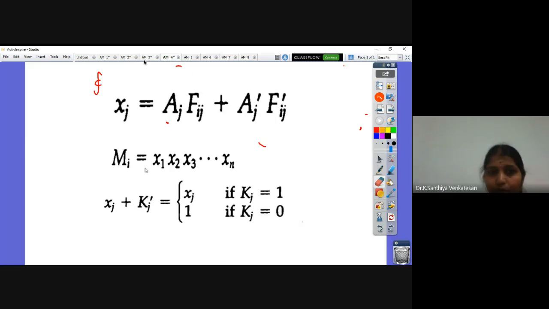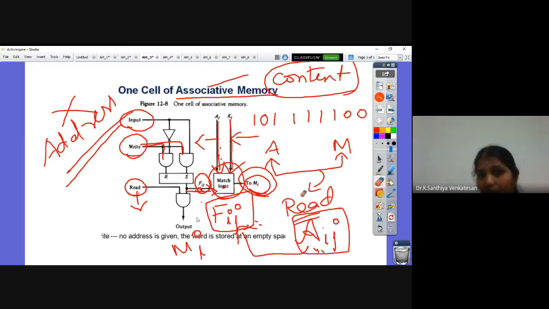Does anybody have any doubt in this particular cell of your associative memory? Any doubt in this architecture?